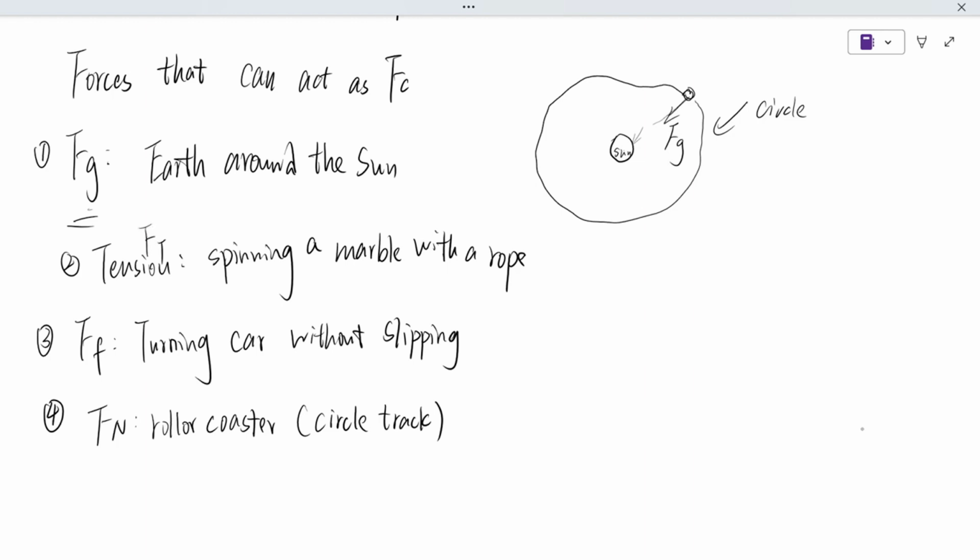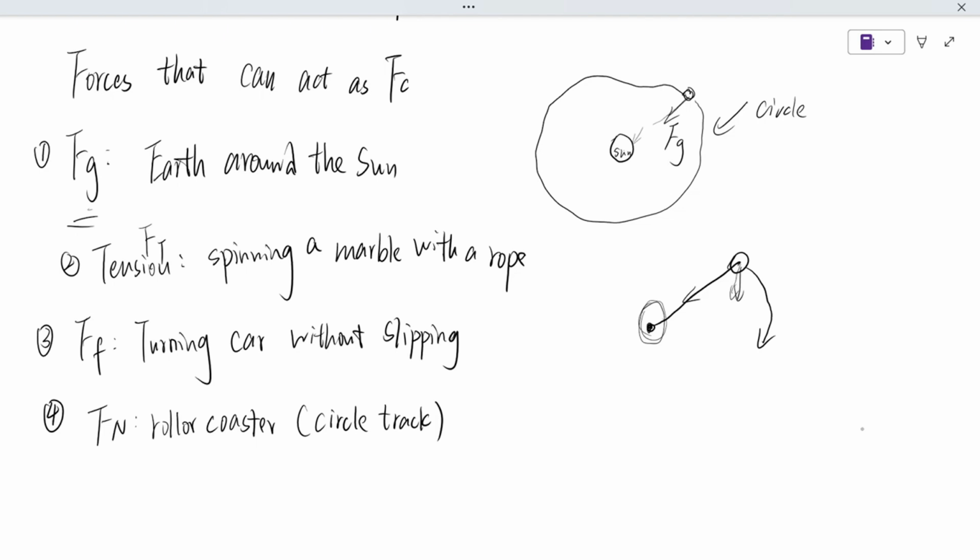The example is spinning a marble with a rope. Imagine you hang a marble at one end of the rope, and you're holding the other end of the rope, and it's going in a circular motion like this. The centripetal force is from this point. It's just a tension force, because the only other force acting on it is the gravitational force, which is not pointing towards the rotation center, which is over here. The only force pointing in that direction is the tension force, which means the tension force is the centripetal force in this situation.